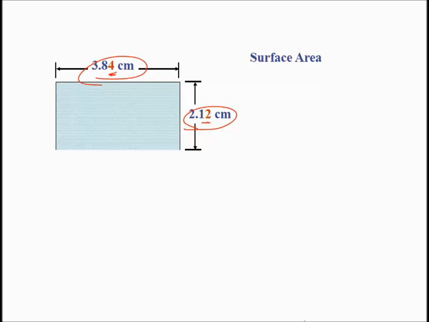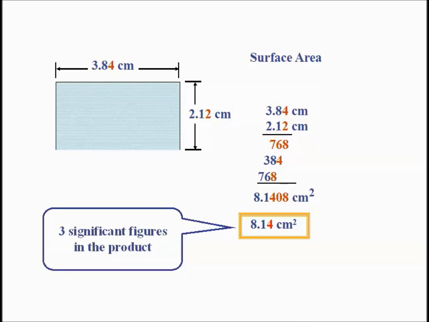So let's go ahead and multiply this. Once again, we're simply just going to multiply. 2 times 4 is 8, 2 times 8 is 16, 2 times 3 is 6, plus 1 is 7. Same thing here, 4, 8, 3, 8, 16, carry my 1, 7. So add all those together, and this is what I end up with, 8.1408 square centimeters. And as a result of that, we end up here with 8.14 square centimeters. 3 significant figures.